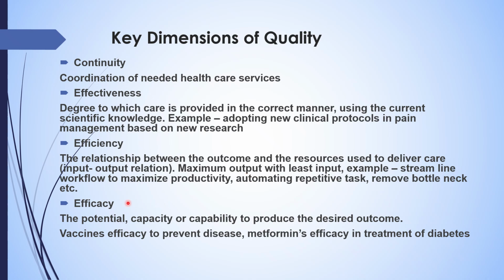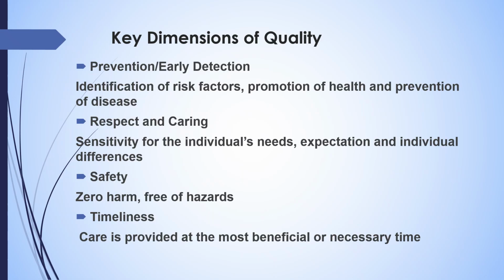Efficacy means the potential or the capacity or capability to produce the desired outcome. For example, the vaccine's efficacy to prevent a disease, metformin's efficacy to treat diabetes mellitus. So this is called efficacy. So these terms you need to understand: effectiveness, efficiency, and efficacy. What is the difference between all these things? Then prevention or early detection, identification of risk factors, promotion of health and prevention of disease. That's called prevention or early detection.